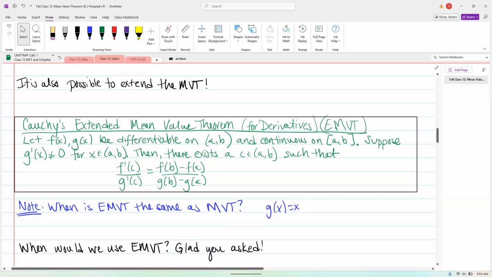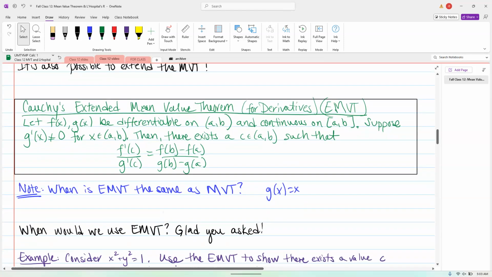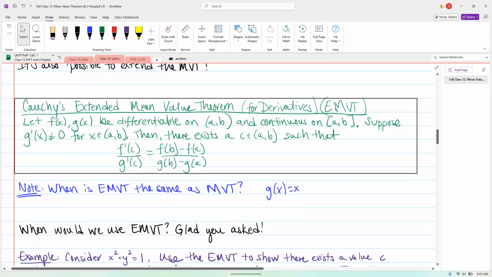All right, welcome back. In the last video, we looked at the mean value theorem, and now we're going to extend that via the extended mean value theorem that Cauchy developed. The problem statement is here. Now we introduce two functions, which are differentiable on the open interval, continuous on the closed interval.